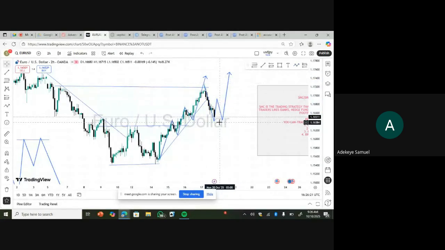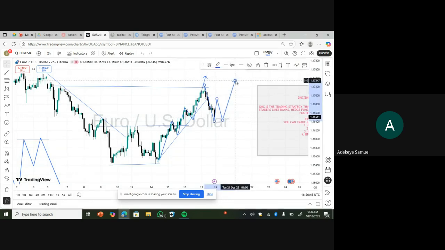So this is what I'm expecting on this pair to do. The market gets to the resistance level, retests, and breaks the trend line of the uptrend. It broke the trend line, right? There's no retest yet, but I'm expecting it to be tested before a proper buy.